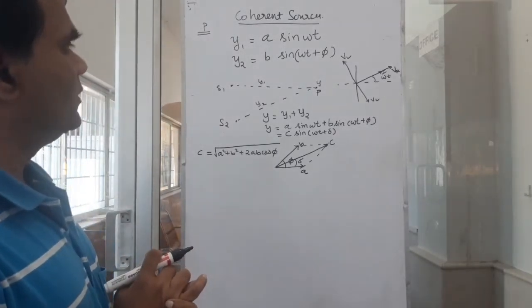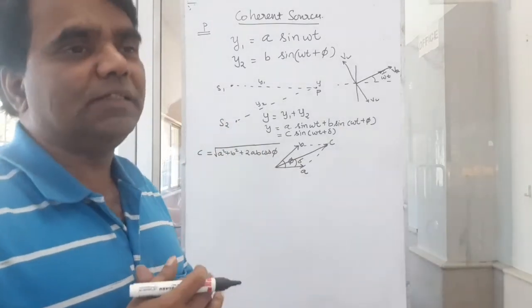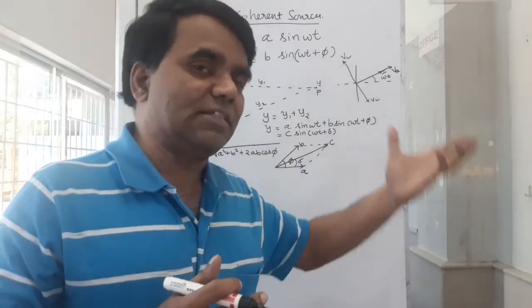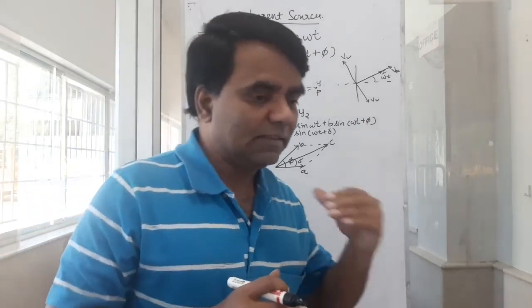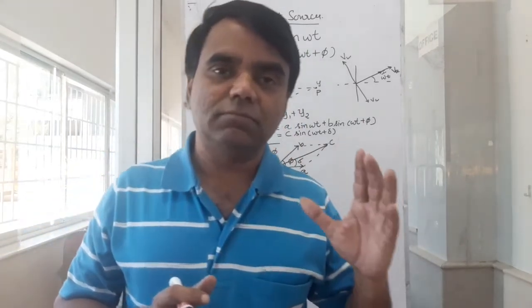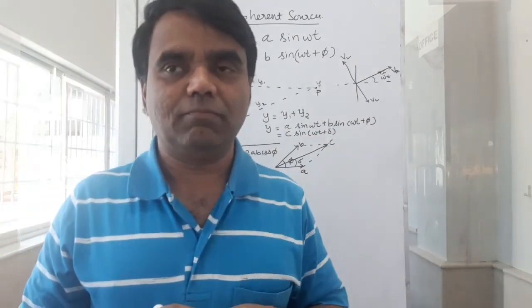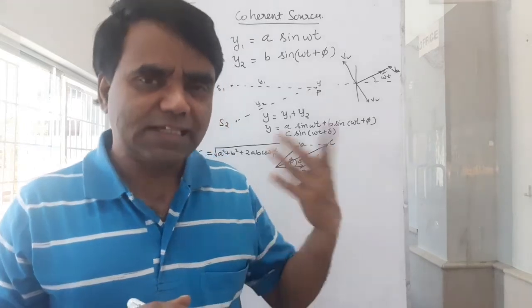Anyway, now you got the amplitude, and what would be the intensity? So what is intensity? Intensity is power per unit area. Then what is power? Power is energy per time.